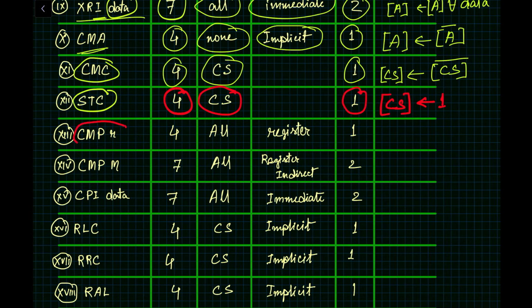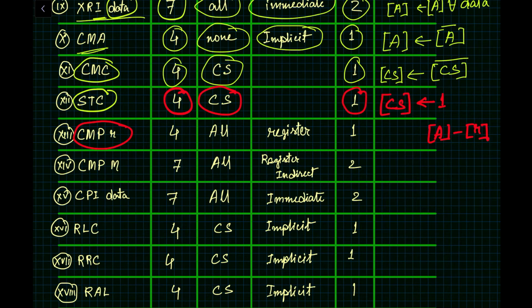Next we have CMP r. CMP means compare register with accumulator. What is the meaning? Here the given register is small r. We have to do the operation with the content of the accumulator. So what will be the operation? The content of the register r will be subtracted from the content of the accumulator. So here we can write: content of the accumulator minus the content of the register r.